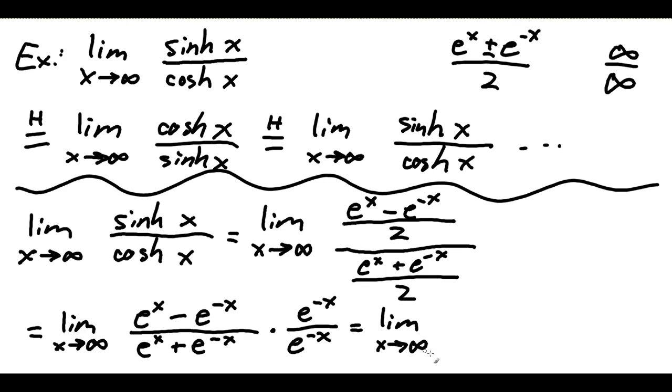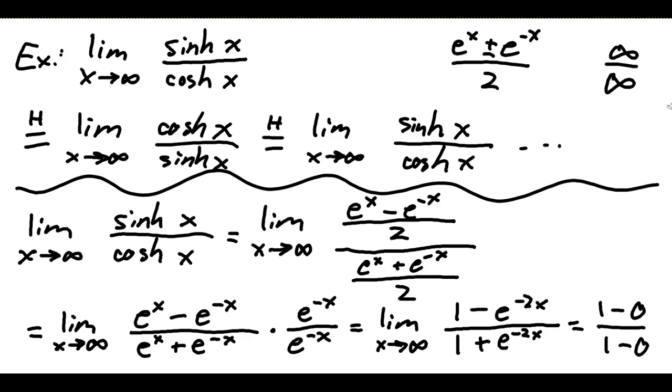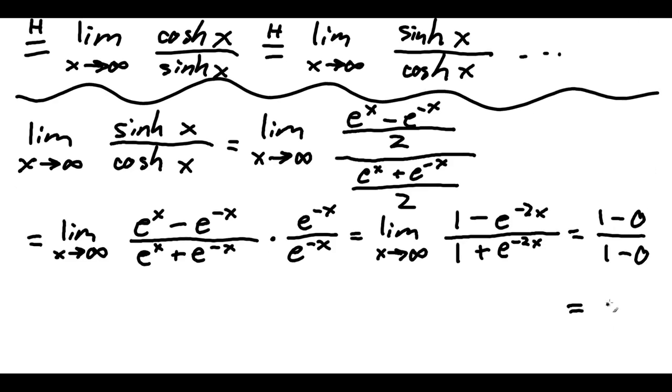So we have the limit as x approaches infinity of e to the negative x times e to the x is 1. And e to the negative x times e to the negative x is e to the negative 2x. So we have that divided by, again, e to the negative x times e to the x is 1. We have plus, multiplying these, we have e to the negative 2x. And now we see, okay, as x approaches infinity, e to the negative 2x approaches 0. So this goes to 1 minus 0 over 1 minus 0, which is simply equal to 1.